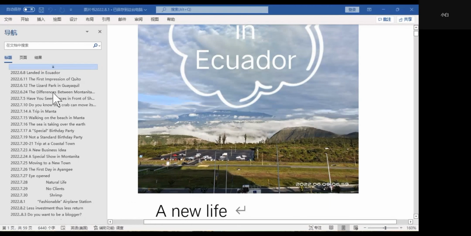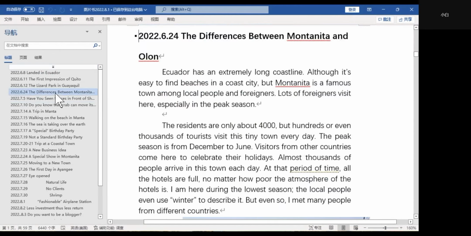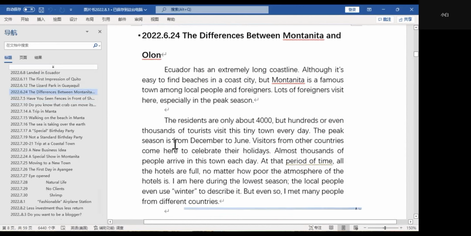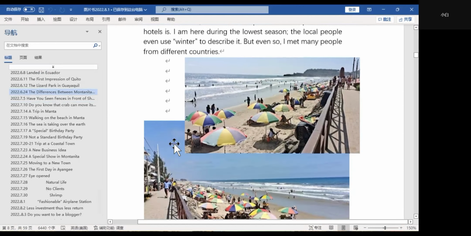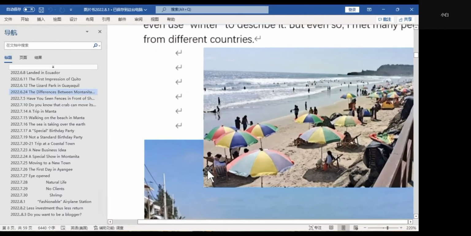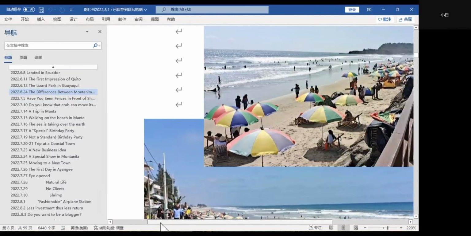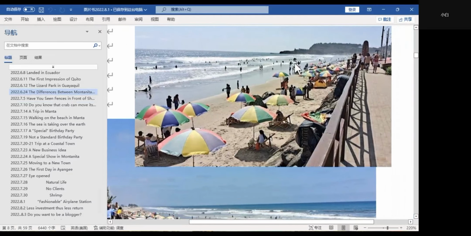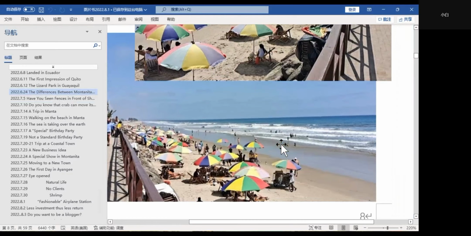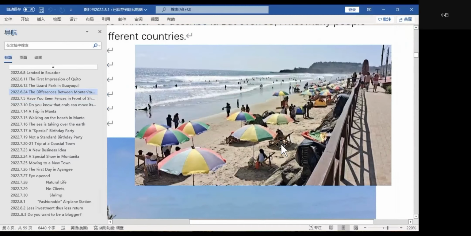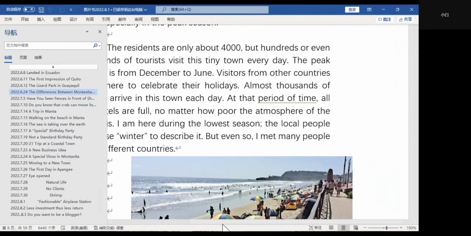And now the story today is the differences between Montanita and Olon. This is what I want to share. First, let's look at the picture. Here I took the picture on the beach. See the people here. This is the lowest season. That means the tourists here is less than Europe. But even so, there are many people here, right? So let's watch.